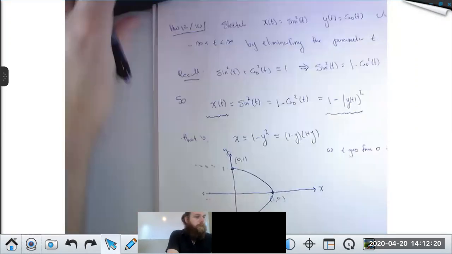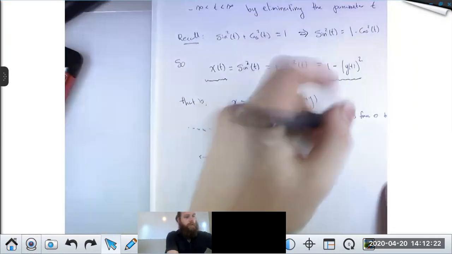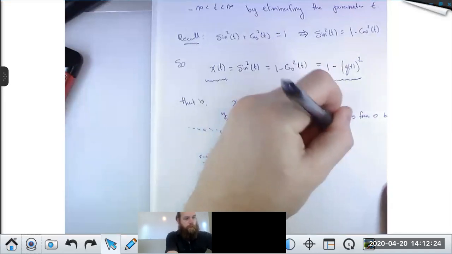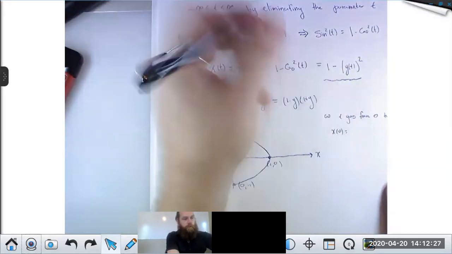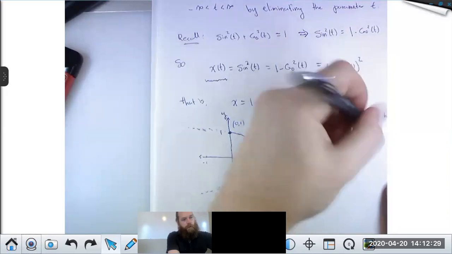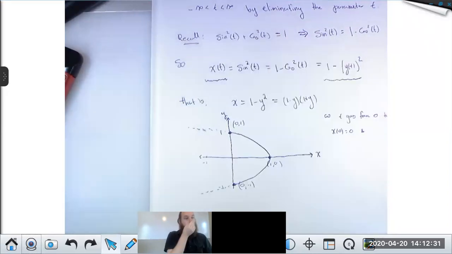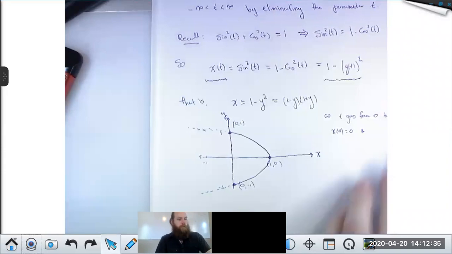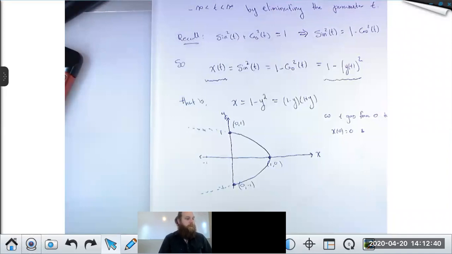As t goes from 0 to 2 pi, what is x doing? x of 0 is the sine of 0, which is 0. And the sine squared of t is going to actually do quite a bit between 0 and 2 pi. It's going to jump up to 1 at pi over 2, and then come back to 0 at pi.